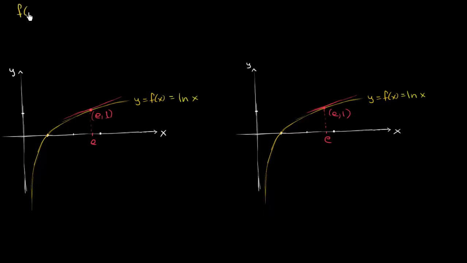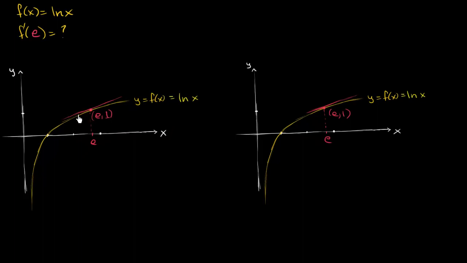Let's say that f of x is equal to the natural log of x, and we want to figure out what the slope of the tangent line to the curve f is when x is equal to the number e. So here x is equal to the number e. The point e comma 1 is on the curve. f of e is 1. The natural log of e is 1.